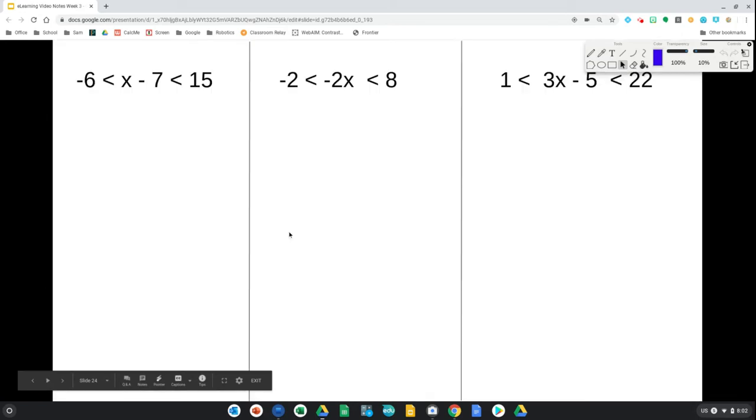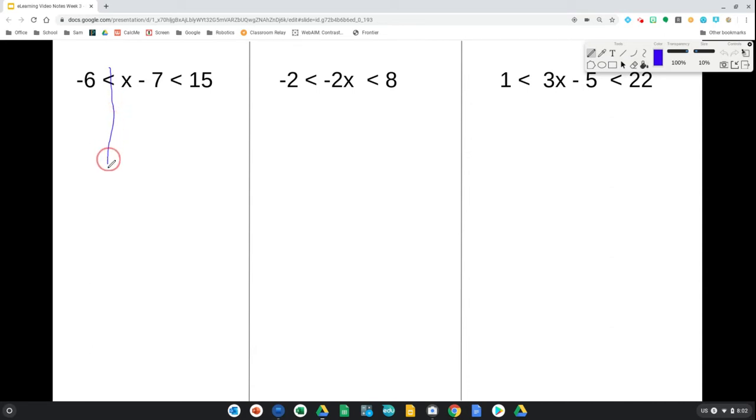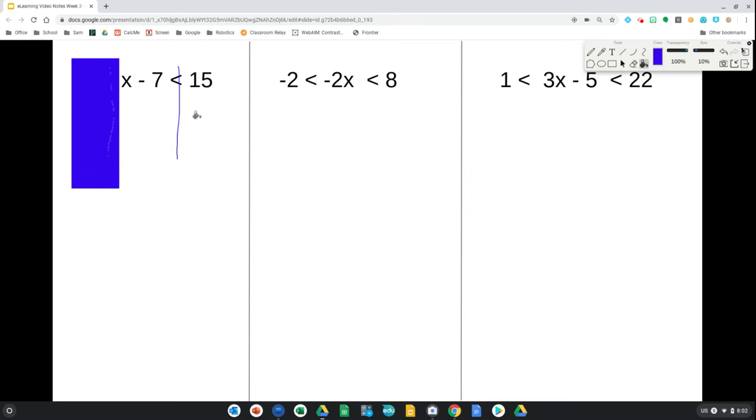Three examples that we're going to work through to practice on. So on this first one, we've got -6 is less than x minus 7, which is less than 15. So remember, the idea of a compound inequality is just that you have two inequalities going on at once. And so you really just want to think, what would you do if all you saw was this much of the inequality? If all we saw was this inequality, x minus 7 is less than 15.